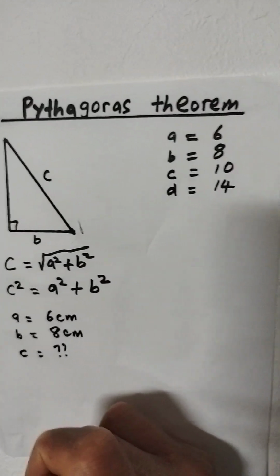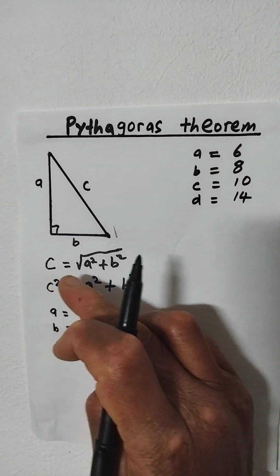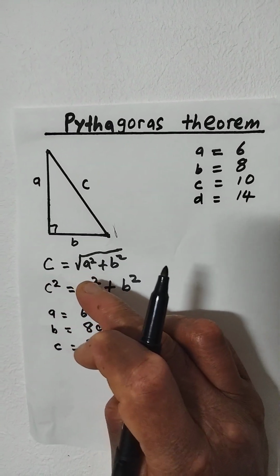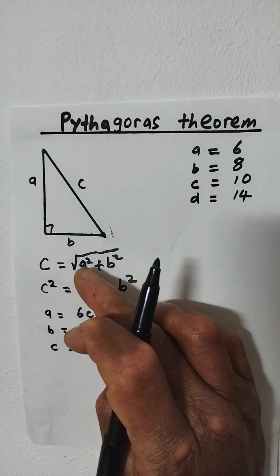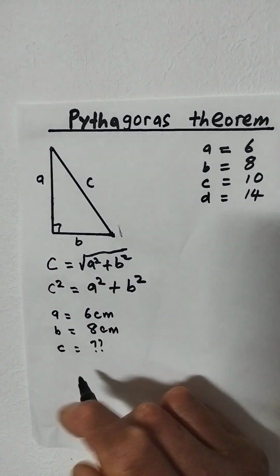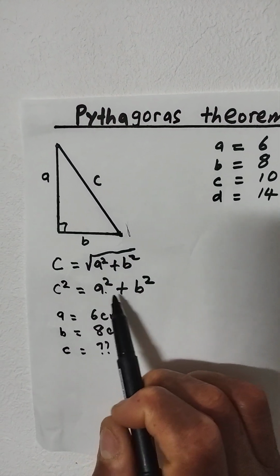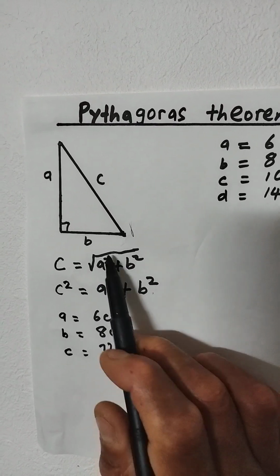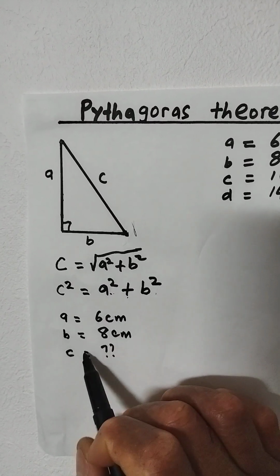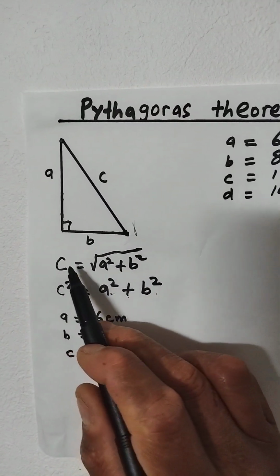If you follow it this way, the theorem says C equals the square root of A squared plus B squared. The square root of both of them makes up C. Or it can be C squared is equal to A squared plus B squared. Whichever way we use it, we are still going to arrive at the same answer. Okay, let us use the first formula.